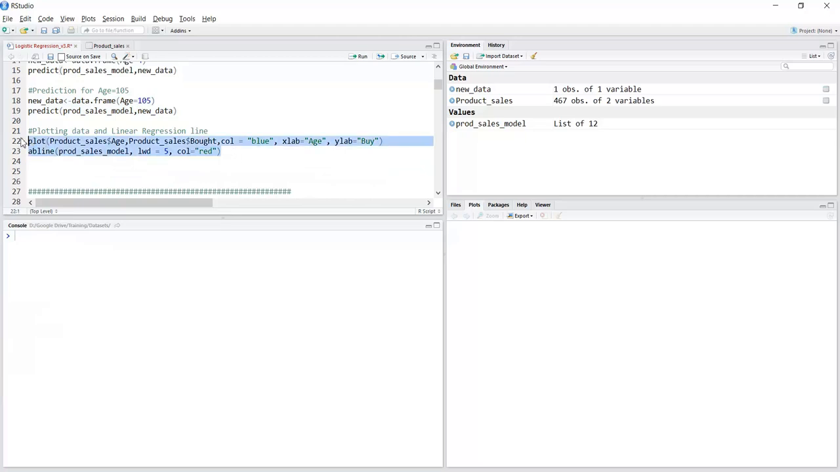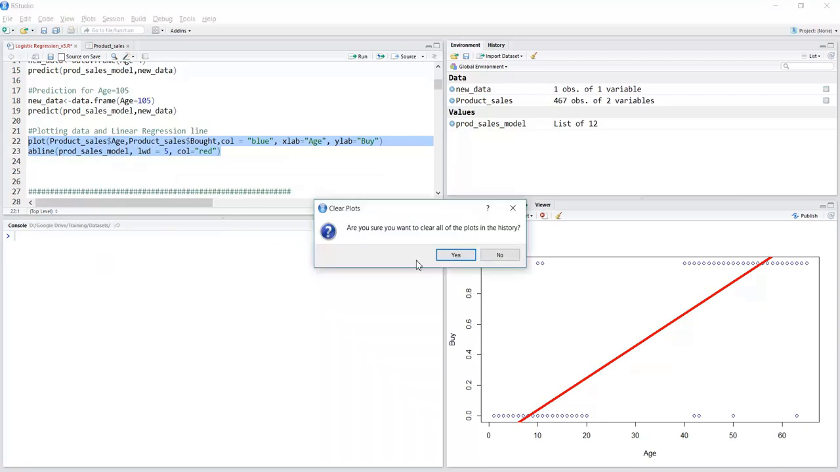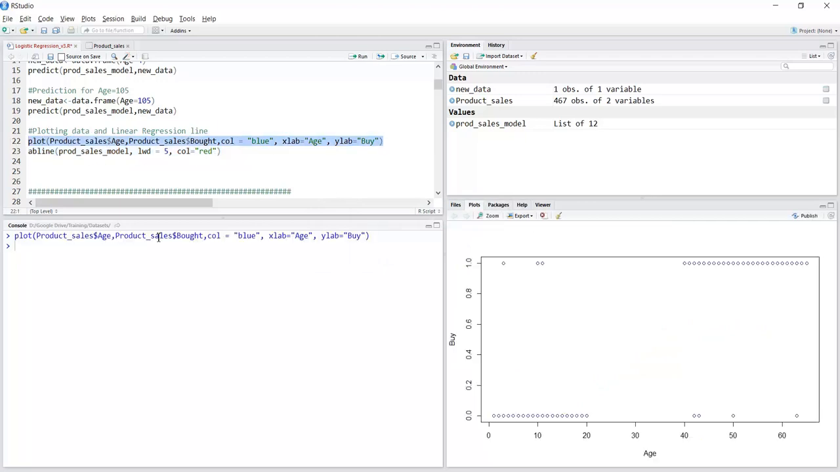See, let me just clean it up and draw the data set. This is our data. It just has two variables, buying versus age. Age is on the x-axis, buying is on the y-axis. And buy takes only two values, either 0 or 1. On the y-axis you will have only two values, either 0 or 1.